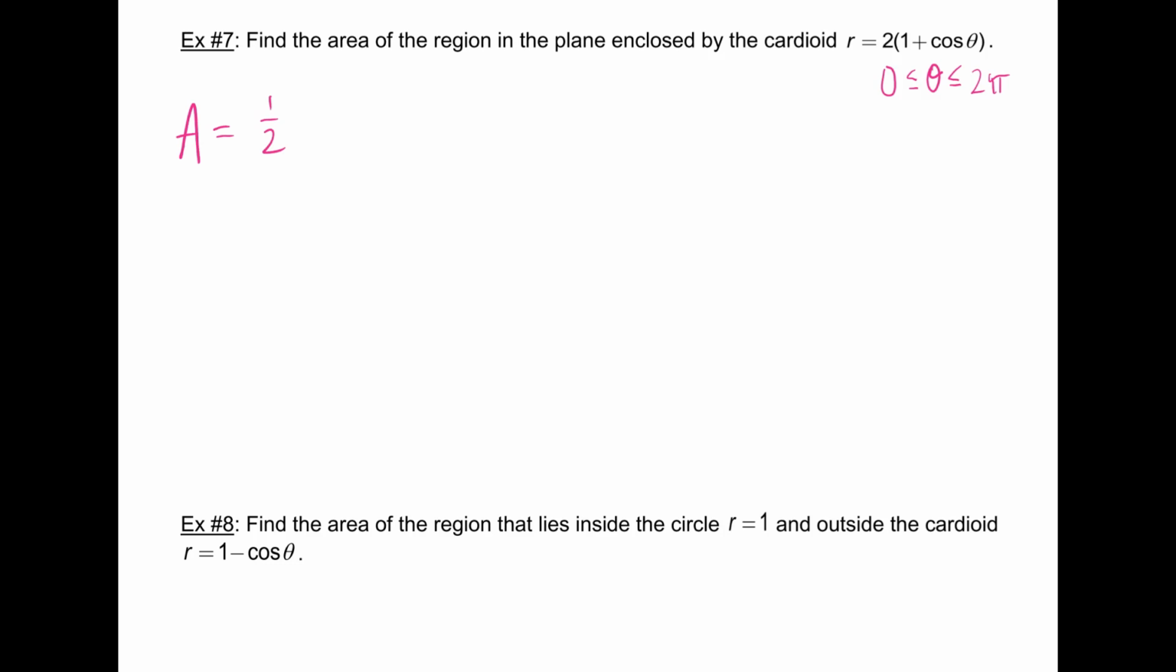If I only go around half, it's not going to be the full area. If I go around 5 times, it's still the same area, so why? Only go around once. So area is 1/2, going from alpha 0 to beta 2 pi.